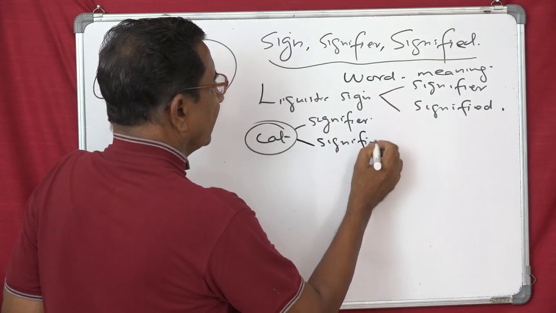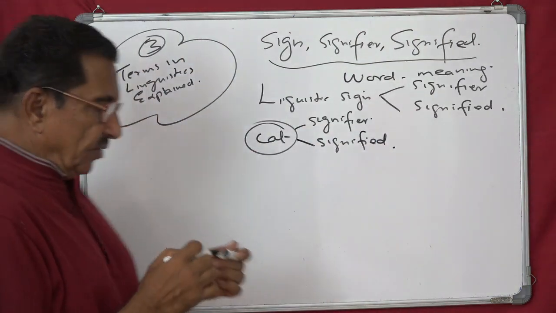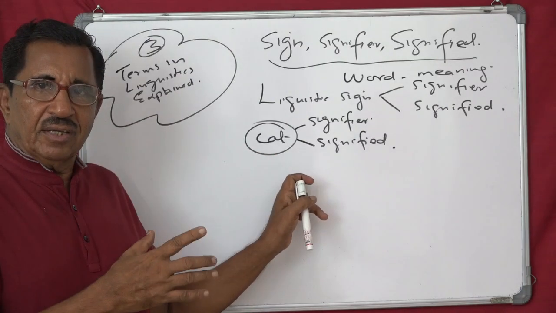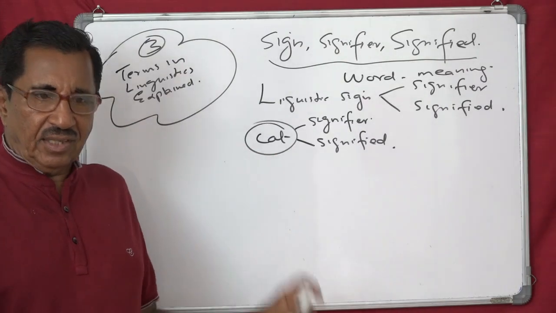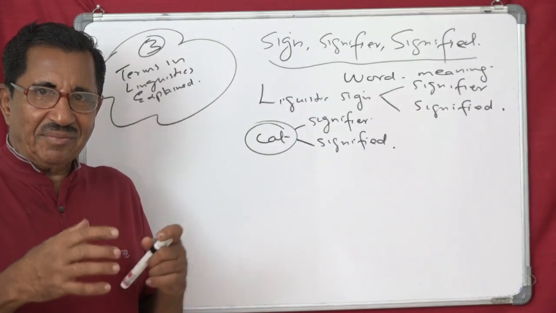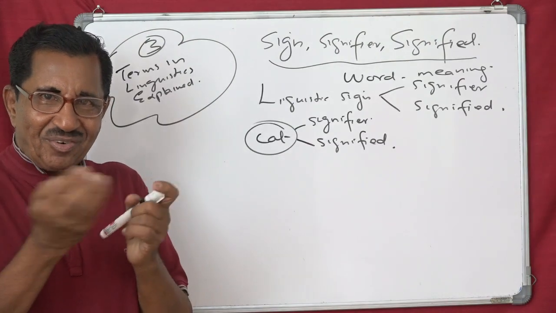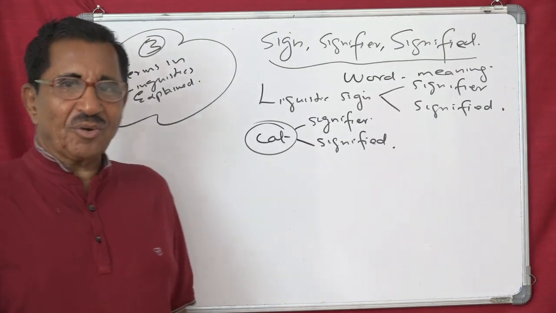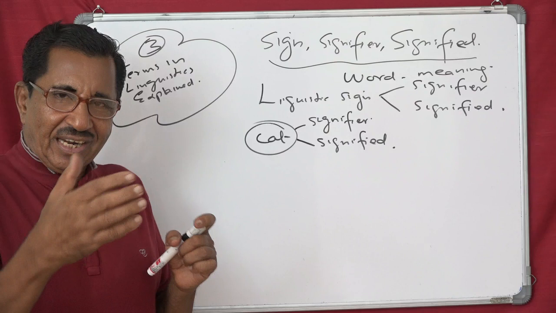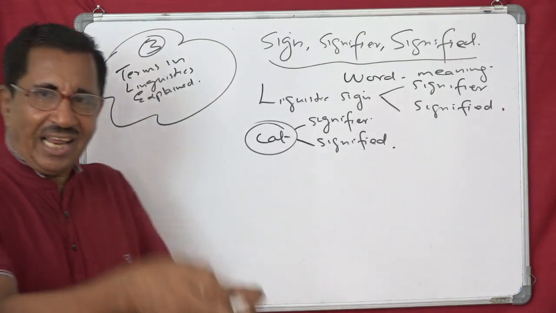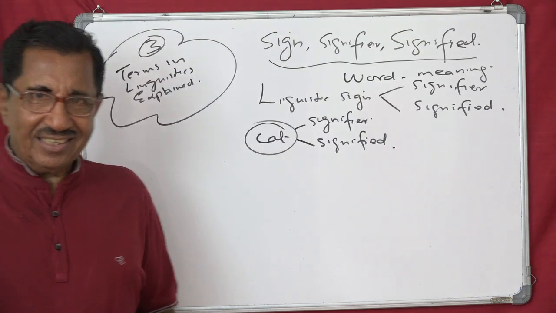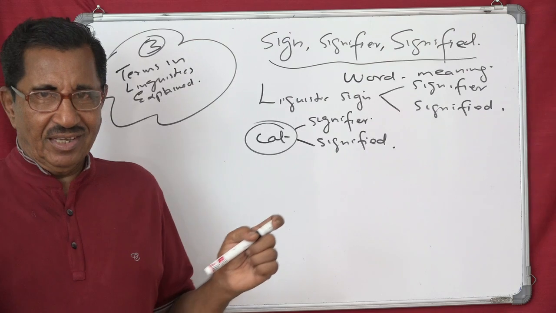Signified is the meaning that you give to this signifier. So to CAT, you give the meaning, that animal, the name of that animal. So that animal that mews, that beautiful small animal, you call it a cat. So when you connect CAT with that animal, then it gets meaning. That's the point. Otherwise it is empty, no meaning at all.